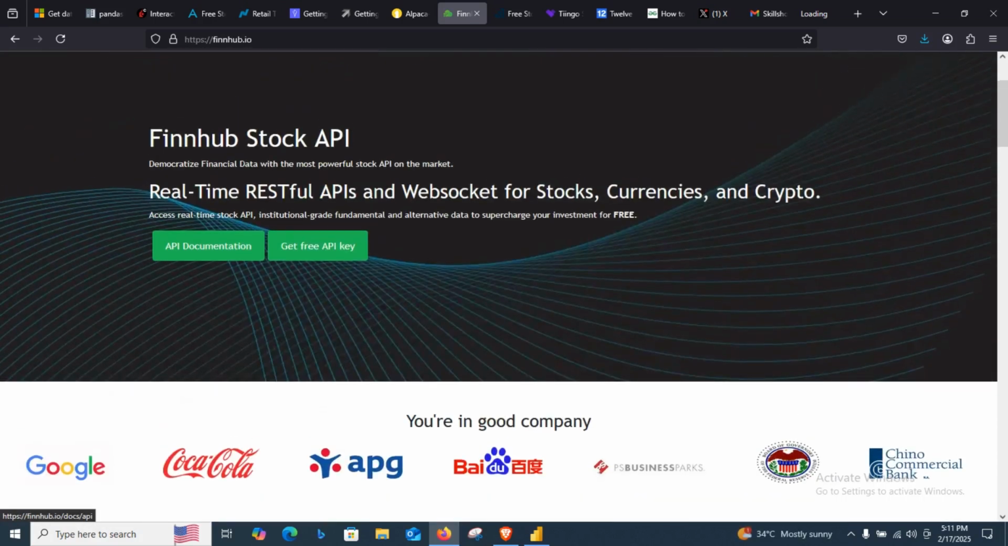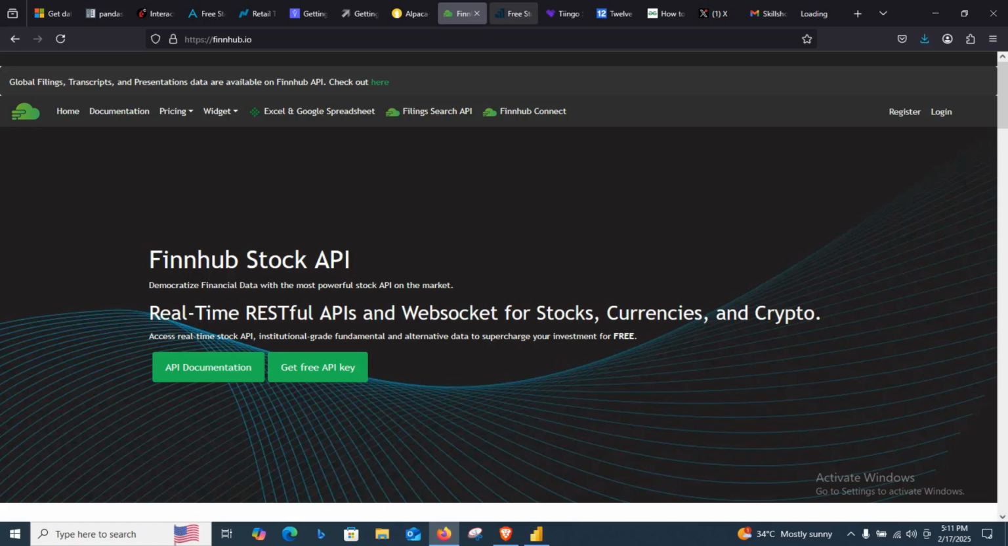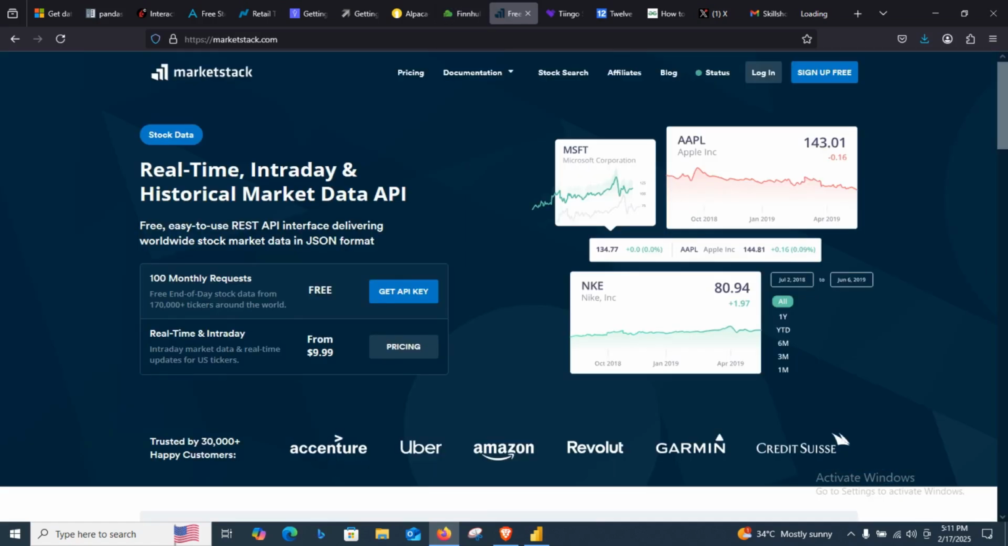So I think this FinHub is another good one. And now we have MarketStack. MarketStack has a free API and also a paid aspect. The free tier gives you end-of-day stock data from 170,000 tickers around the world. They provide the tickers' movement, how the market moved during the day, and many other pieces of information that you can get.